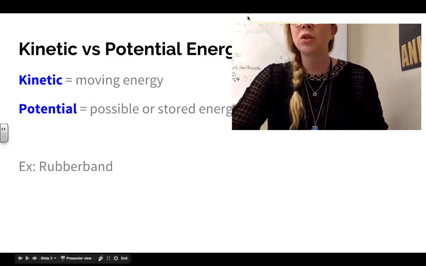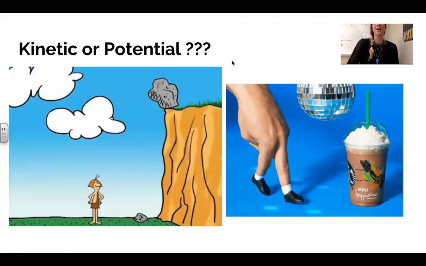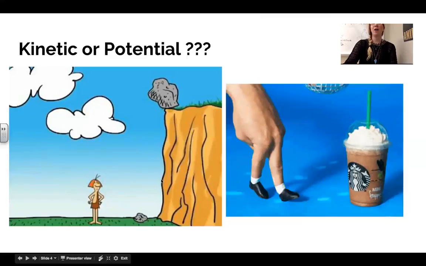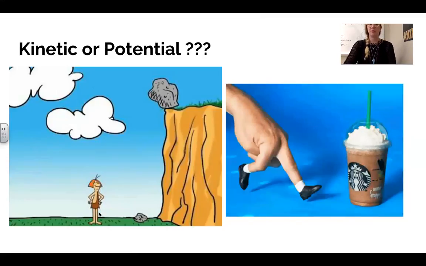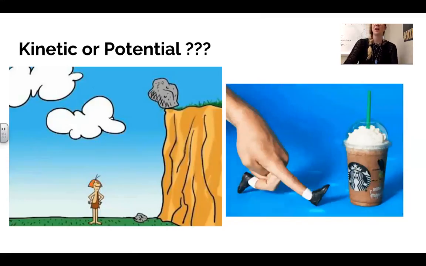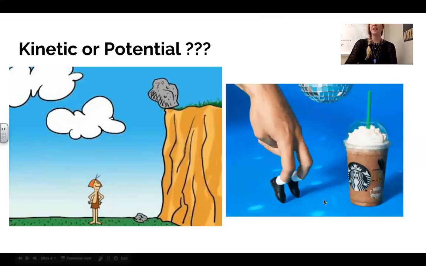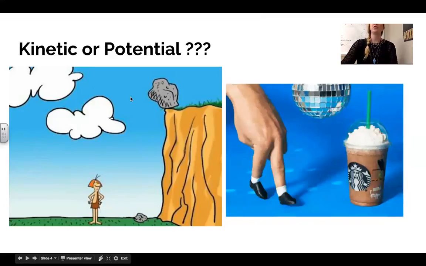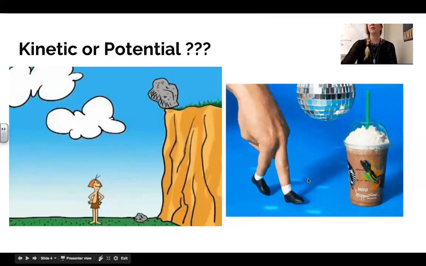Okay? So, kinetic or potential, right? So here, this rock has potential energy. It is high up on this cliff. If it happened to fall, it would probably kill that Tarzan lady or man. Not sure. Running Man feet with a Starbucks cup. I also like GIFs a lot, so I had to put one in. That's kinetic energy, right? This energy is moving. The fingers are moving. So potential, the rock has potential to fall. There's a possible energy here. Kinetic, moving energy.